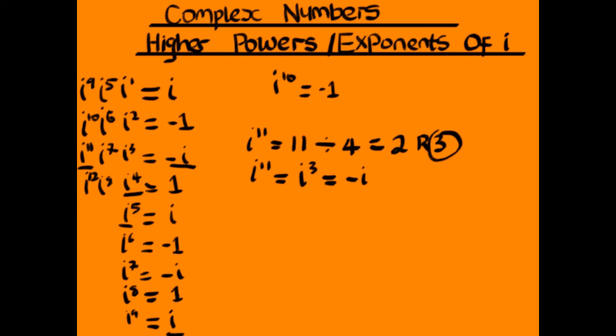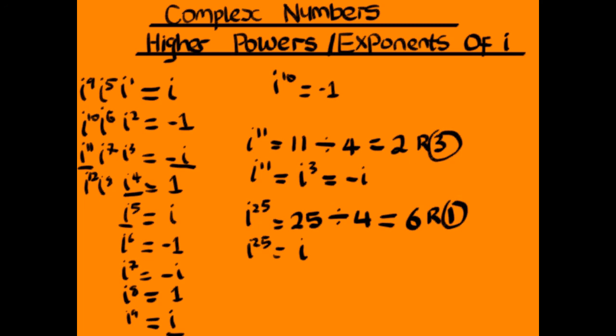Suppose we are also asked to find i raised to power 25. We check 25 divided by 4. From our multiplication timetable, 24 is 4 times 6, so 4 goes into 25 6 times, remaining 1. So i raised to power 25 has the same value as i raised to the remainder from our division. So i raised to power 25 is the same as i raised to power 1, and this gives us i. So that's how we can evaluate higher exponents involving i.